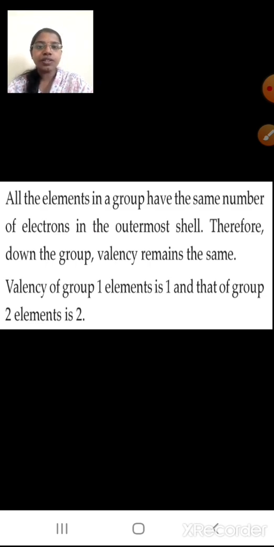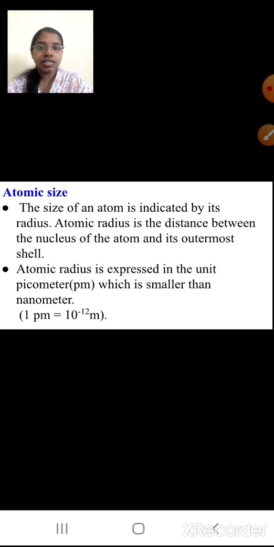Students, next we are going to see the atomic size. Now what exactly is atomic size? It depends upon the radius. The size of the atom is indicated by the radius. Atomic radius is the distance between the nucleus of an atom and its outermost shell. So what is atomic radius? Atomic radius is the distance between the nucleus and the outermost shell.